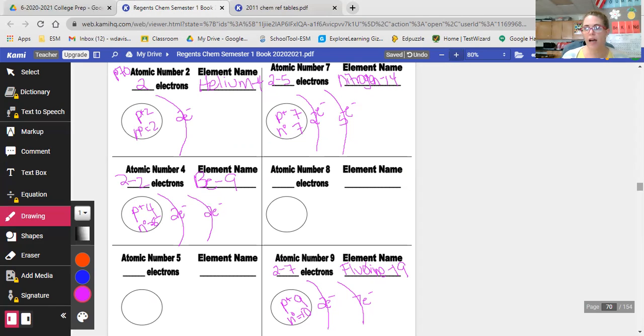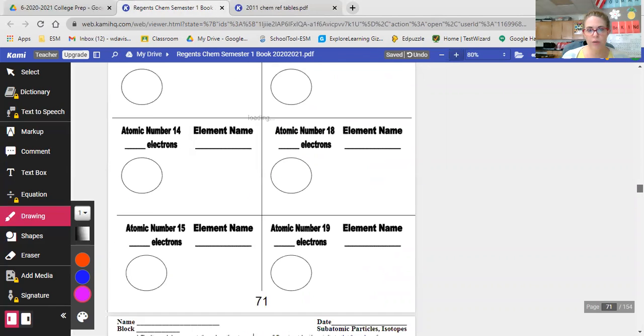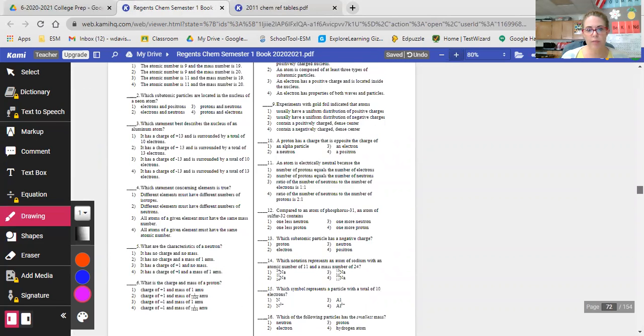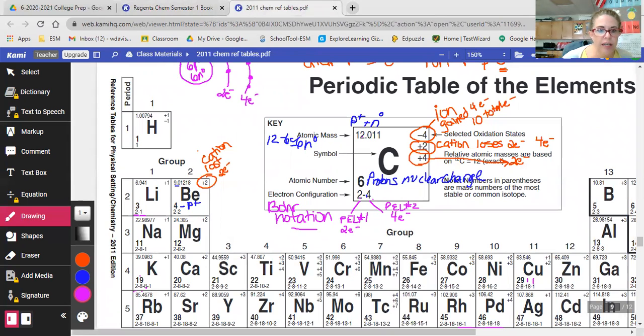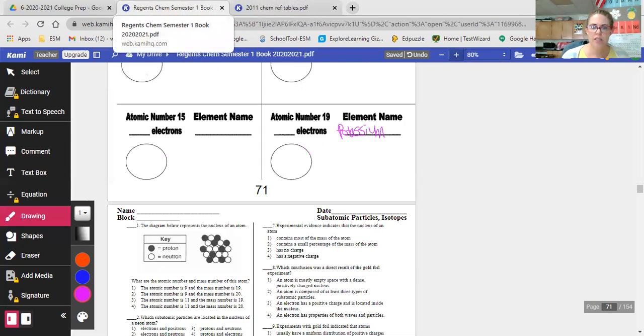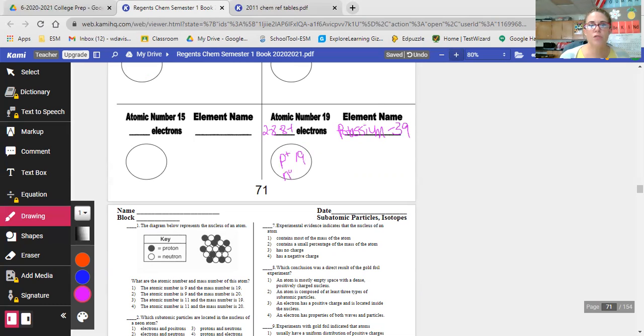I'm hoping it does. I feel like I don't need to do all of them because I will provide you the answer key as well. Some of them get a little bit harder, so let's just do number 19 really quick. Number 19 is potassium. Let's do a quick look at potassium here. It's 39 and 2-8-8-1. Potassium has a mass of 39. So my protons that are positive is equal to 19, and then I have 2, 8, 8, and 1.